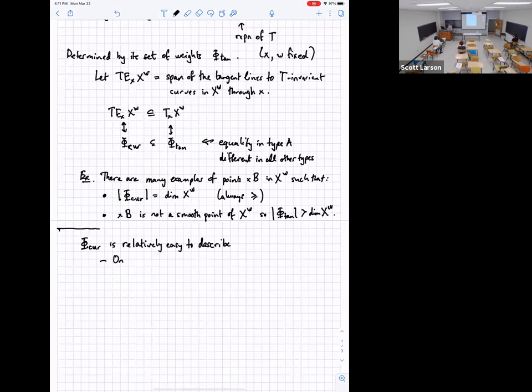It also only depends on the Weil group. And the description is uniform across types. On the other hand, the tangent set is much more complicated. So it depends on the root system and not on the Weil group. So for types B and C, it will be different, even though the Weil groups are the same.